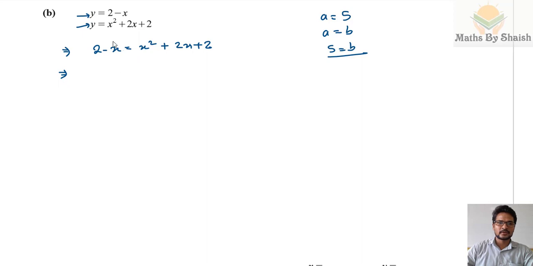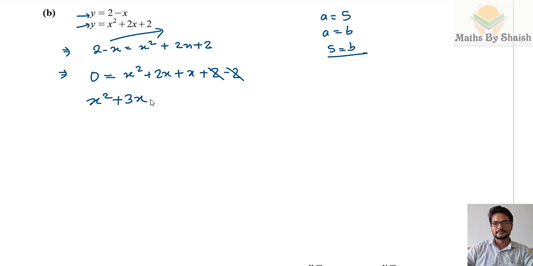So let's bring this to the other side. It becomes 0 equals x squared plus 2x, and this minus will come here, plus x, and plus 2 minus 2, these two got cancelled, and we got x squared plus 3x equals 0. So we can factorize it by taking x common here, because there is no constant term. So x times x plus 3 equals 0. It means either x is 0 or x is minus 3.